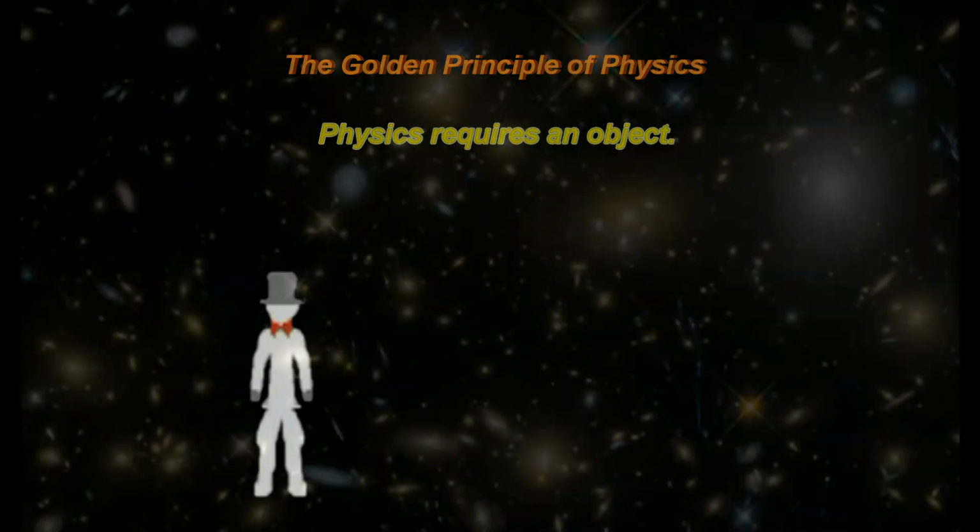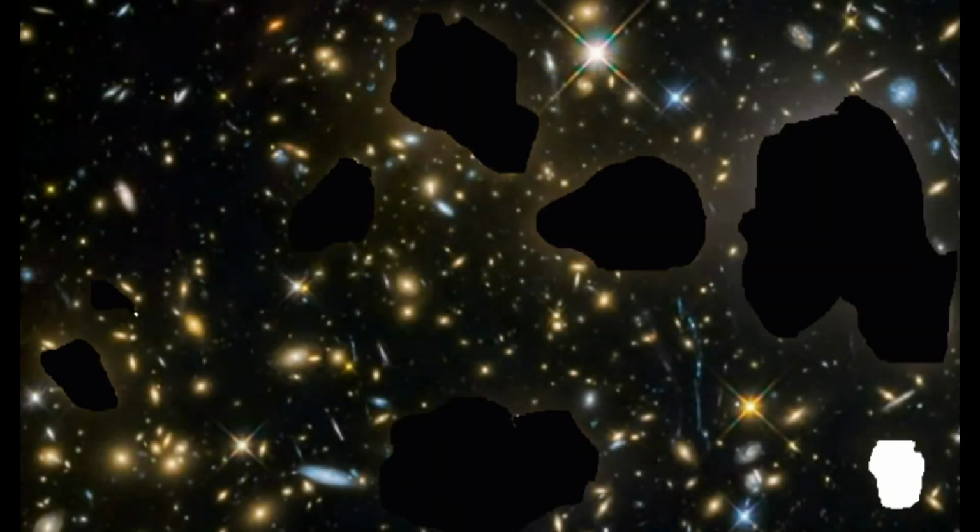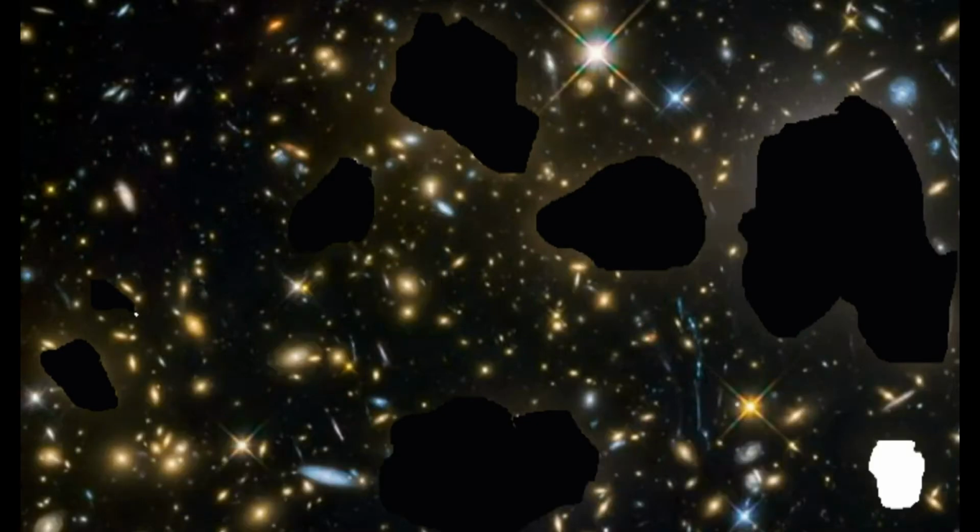Imagine that there is nothing in the universe. No galaxies, no stars, no planets, no atoms, nothing. What would be happening? What would there be to study or to analyze? What are you staring at if not total nothingness? So we absolutely need objects to do physics.